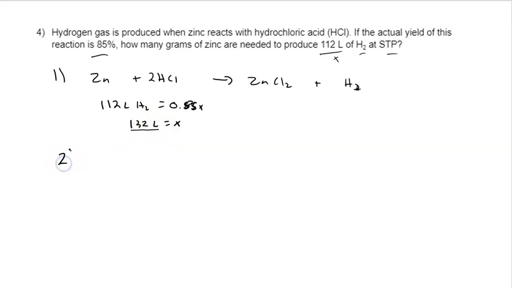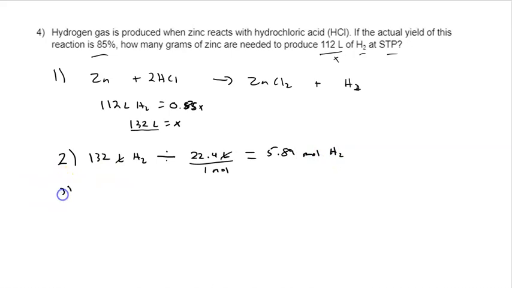So step 2, I'm going to convert this quantity, 132 liters of hydrogen gas. Right? Now, this is not a mass, so I'm not going to use the molar mass of hydrogen gas. I'm going to use 22.4 liters per mole. All right, and when I divide that, I get 5.89 moles of hydrogen gas.